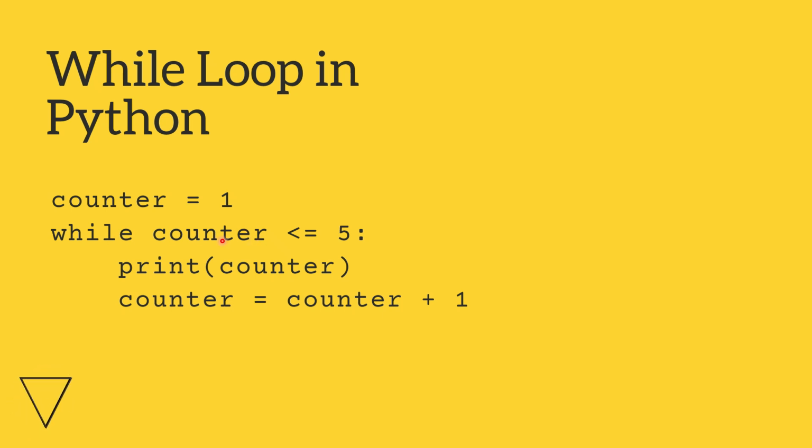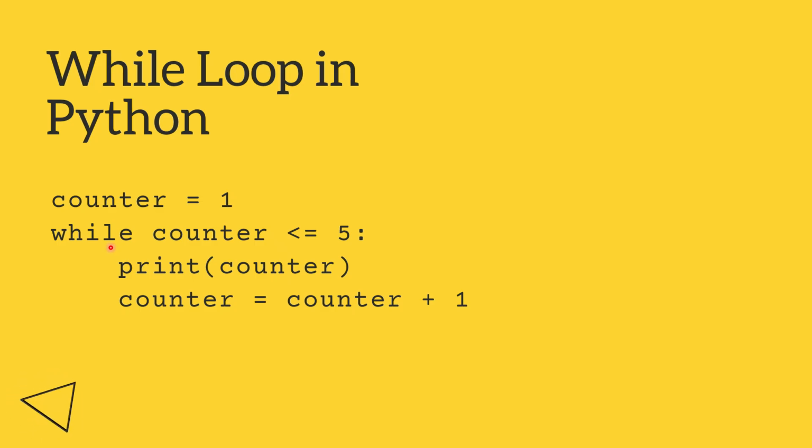So while counter is less than or equal to 5, if it's true, then we print the counter, and then we're going to add 1 to the counter. This is our increment. This is how we increment that counter. And then this code automatically is going to loop back. That's what this while loop is going to help us do. It's going to loop back.